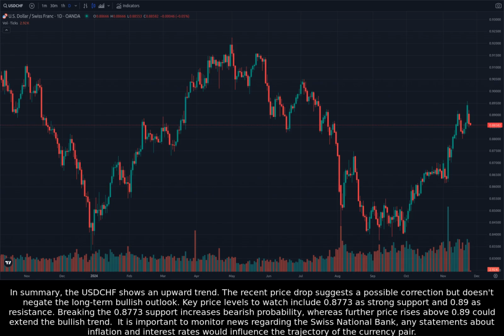It is important to monitor news regarding the Swiss National Bank. Any statements about inflation and interest rates would influence the trajectory of the currency pair.